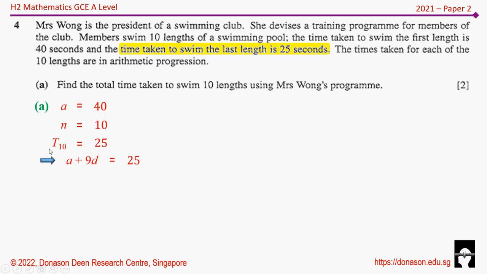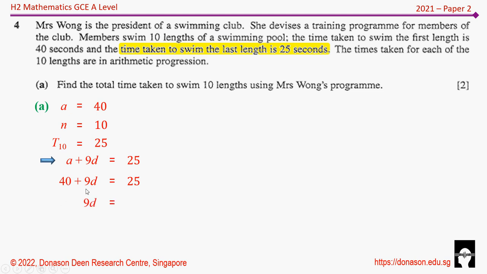Now what does it imply? Since it is arithmetic progression, the term value is given by a plus (n minus 1)d. Since n was 10, 10 minus 1 is 9d, which should be equal to 25. So a plus 9d should be equal to 25. So a is already 40, we are already given the value. So let's substitute here. 40 plus 9d is equal to 25.